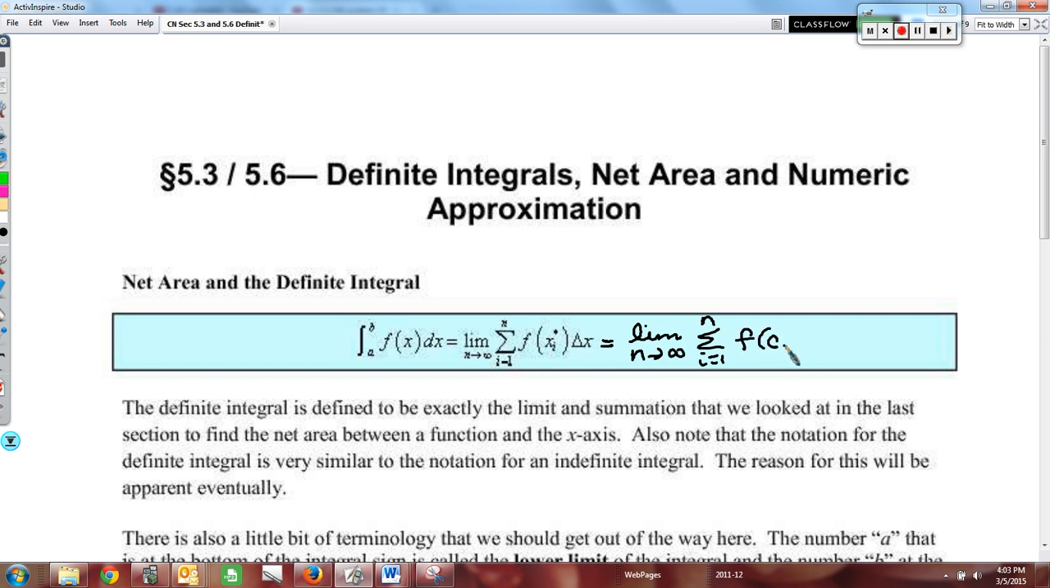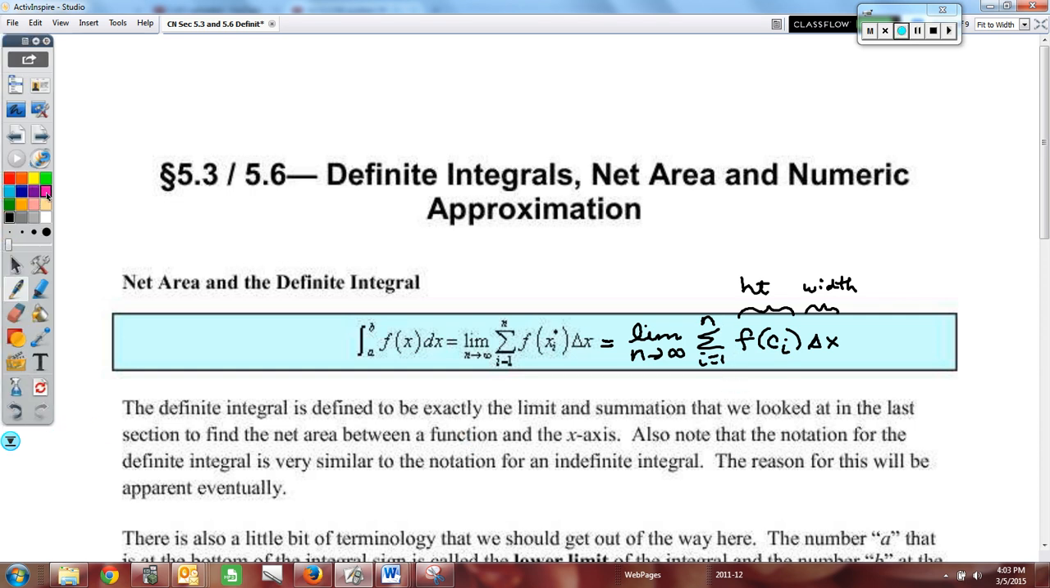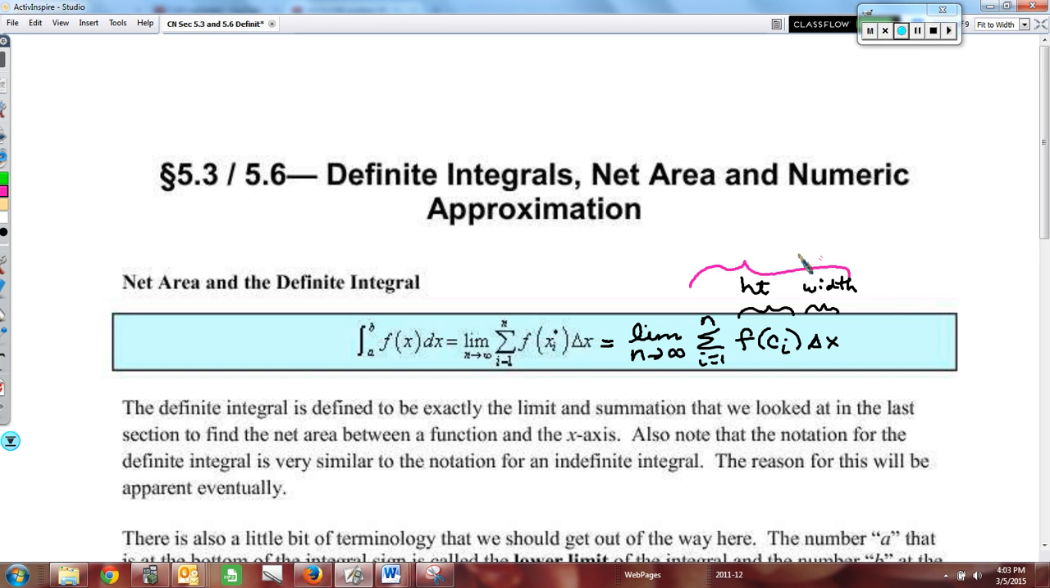choosing an endpoint or a point in an interval, either the left endpoint, the right endpoint, the midpoint, or any one in between, and we're using that to calculate the height of our rectangle. We're using delta x as the width of the rectangle, and then we calculate the area of each rectangle, and then we add up all n rectangles that we have, and this summation is what we call a Riemann sum.